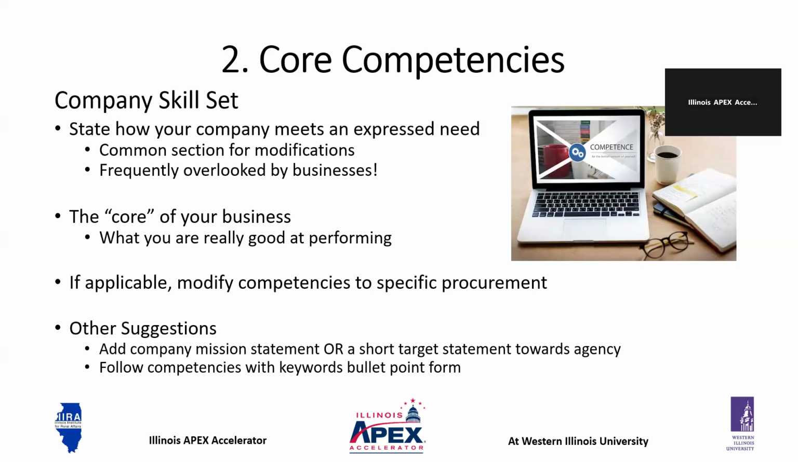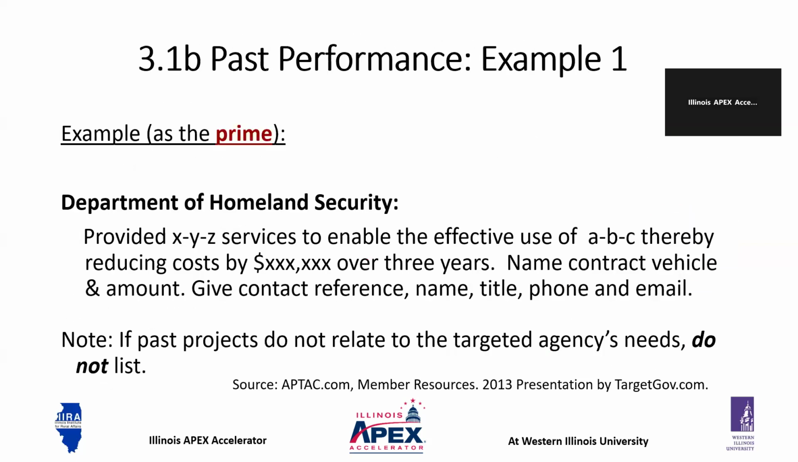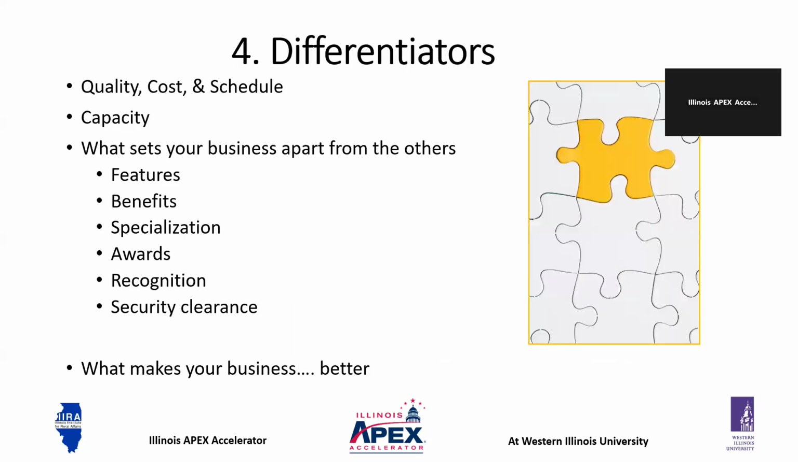Okay, now that we accomplished the section 2, the second key element of capability statement, we're going back to 4, differentiators. In this section, the goal is to define and explain what is different from your business. What sets your business apart from others? Is it the quality of your business, your cost, your schedule, perhaps it's the capacity of your business. In essence, what sets your business apart from others?